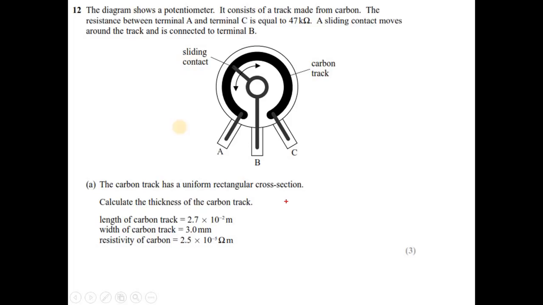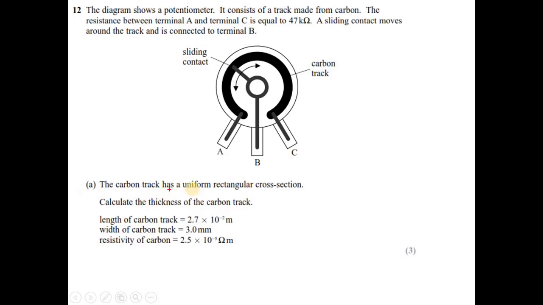The diagram shows a potentiometer. It consists of a track made from carbon. The resistance between terminal A and terminal C is equal to 47,000 ohm. So this is A and this is the track from A to C, and the resistance of this track is 47,000. A sliding contact moves around the track, connected to terminal B. This is the sliding contact, terminal B.